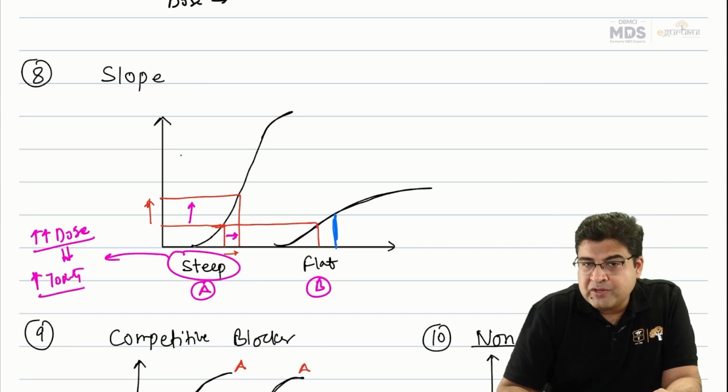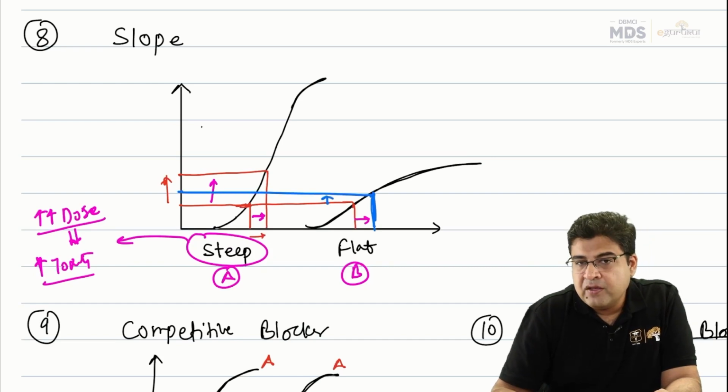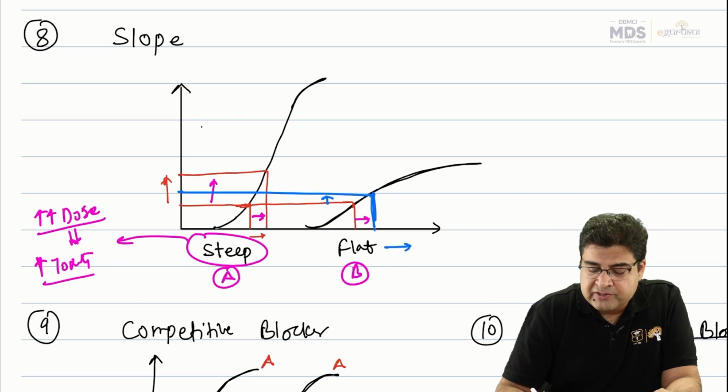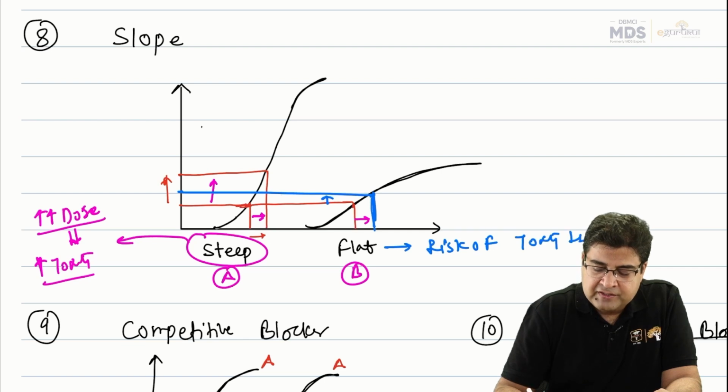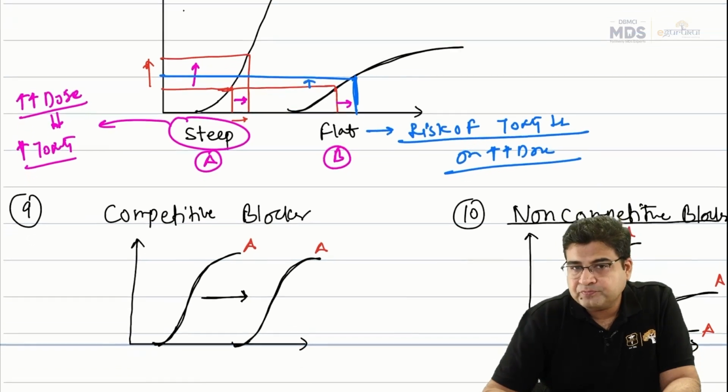But in a flat slope, you can see when we increase the dose from red to blue, the effect will increase only a bit. So here you can say this is a flat slope. Here the risk of toxicity is low whenever we increase the dose of the medicine. This is the beauty of the flat slope.